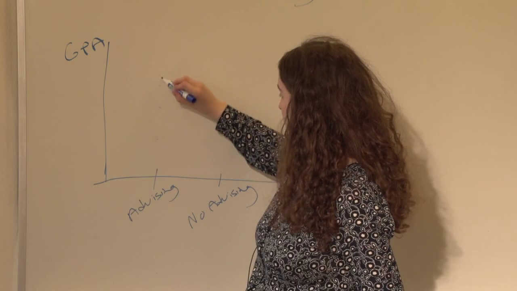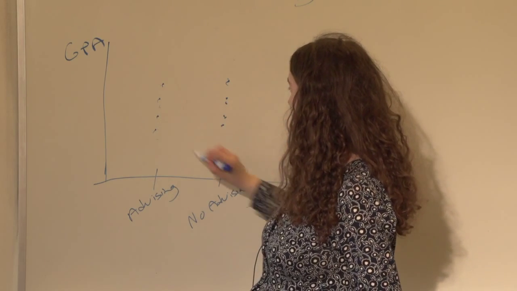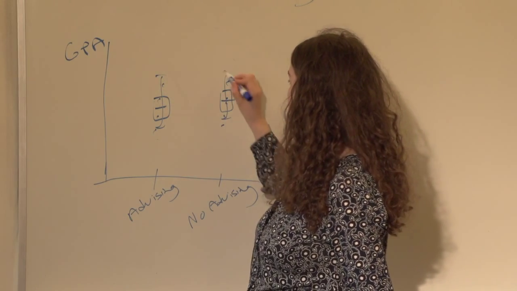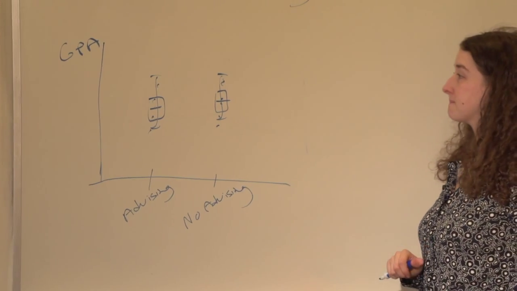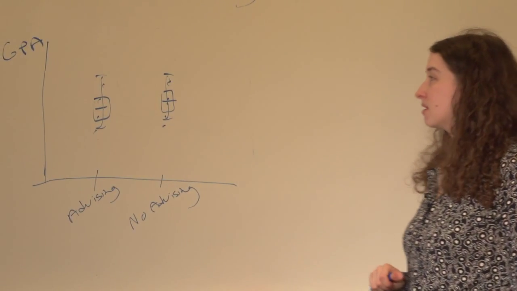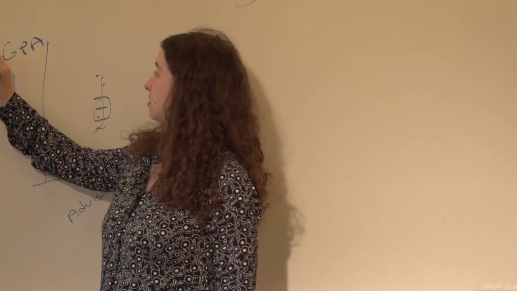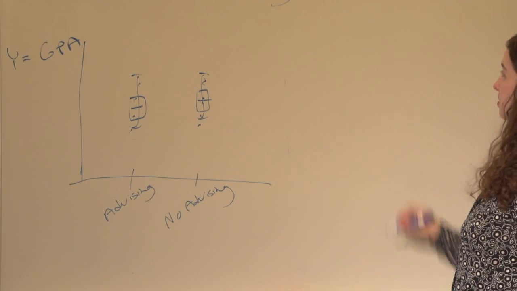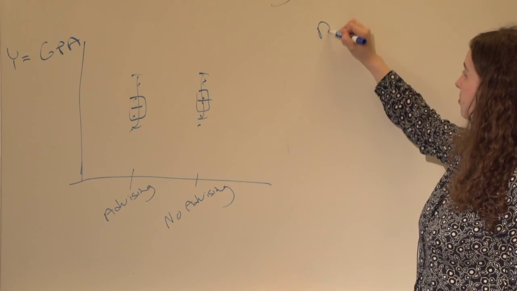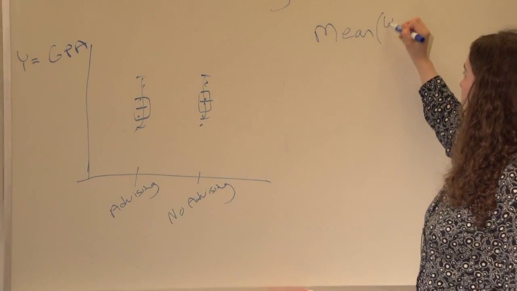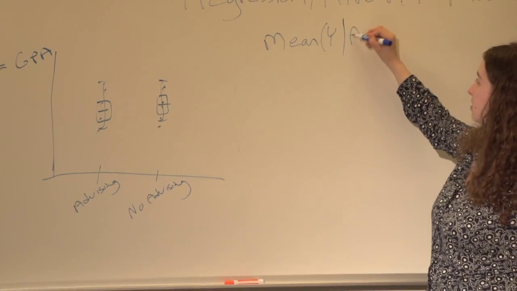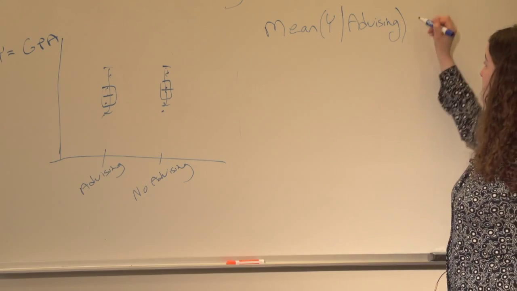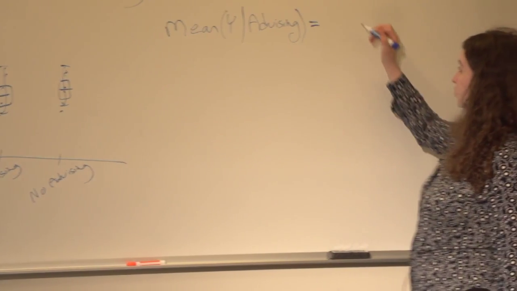And we have a bunch of data points. If I wanted to, I could make box plots instead of just drawing all the data points. Let's say that it's called GPA, Y. So if I want to come up with a model for the mean of Y, given this advising variable, I could do it this way.